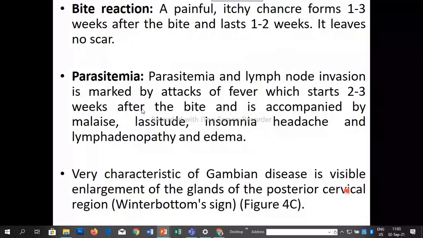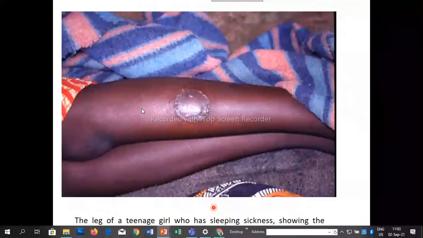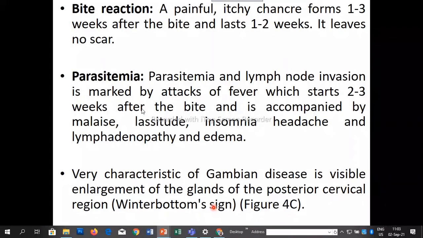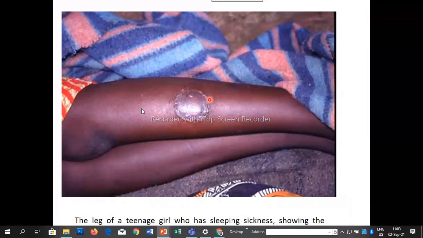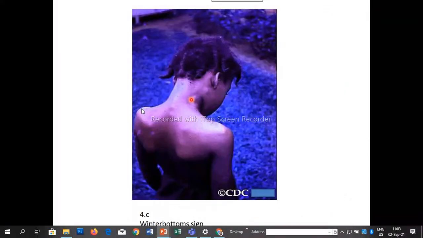So this is the site of infection. This one, the bite reaction. This is the bite reaction caused by the tsetse fly. This is the Winterbottom sign caused by trypanosoma that goes into the lymph node.